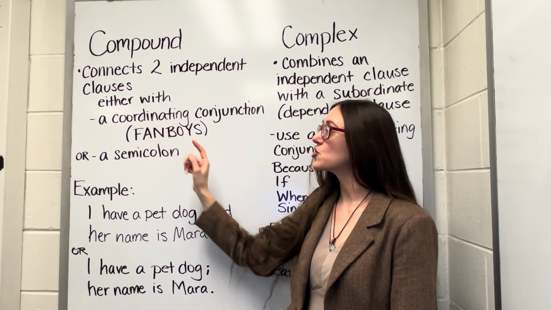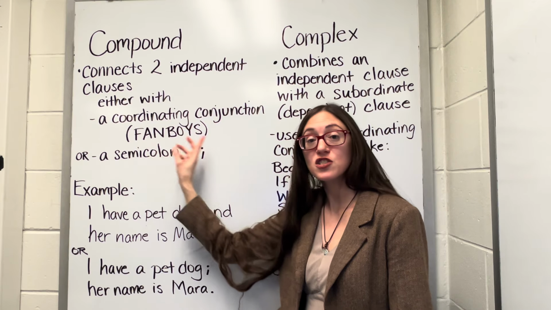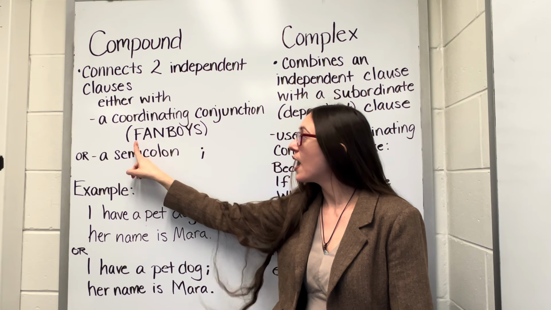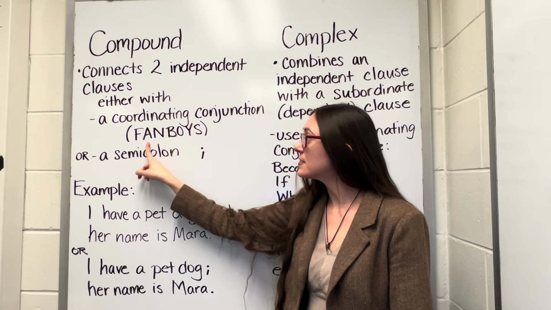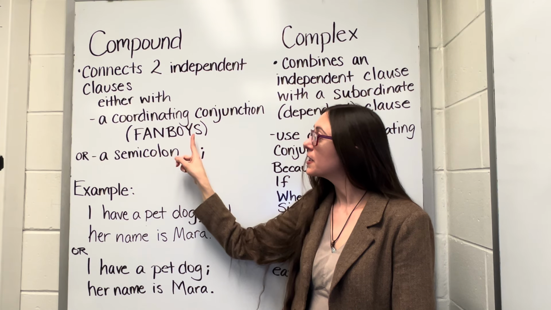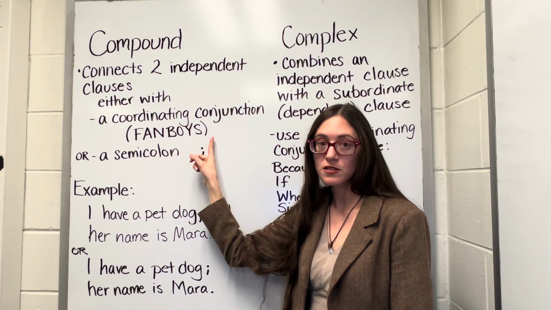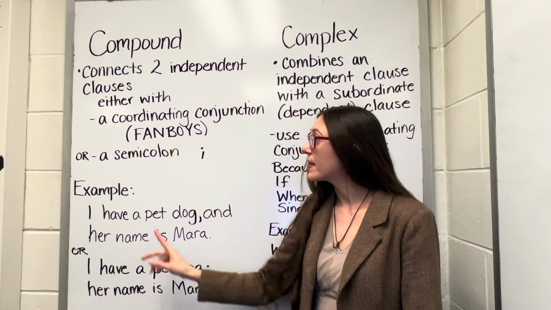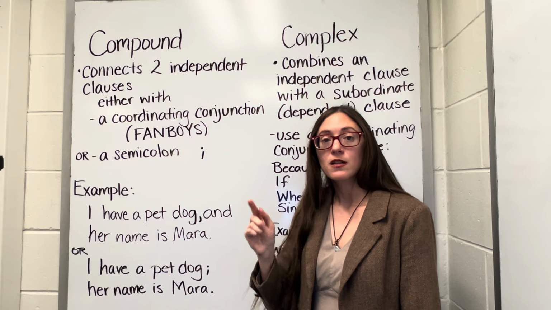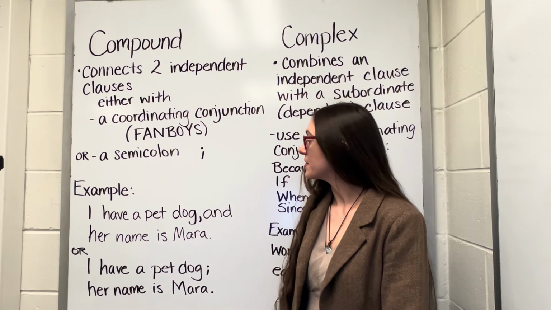A coordinating conjunction is that FANBOYS acronym. It stands for these small words that connect other things. FANBOYS: for, and, nor, but, or, yet, so. Those are the coordinating conjunctions. You can also do it with a semicolon, which is this symbol here that looks like a comma with a dot on top. So our examples are here.